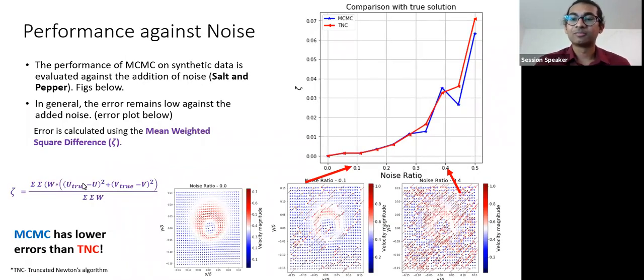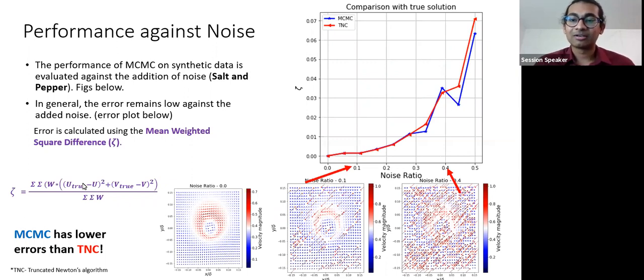Now we evaluate how robust this framework is by analyzing the performance against increasing amounts of noise. In particular, we add salt and pepper noise, which can be seen below. Initially, we have a plot for reference, and then we have velocity fields with noise ratios of 0.1 and 0.4 respectively. It is worth mentioning that I have used a mean weighted square difference error denoted by zeta. So the formula for zeta can be seen on the left.